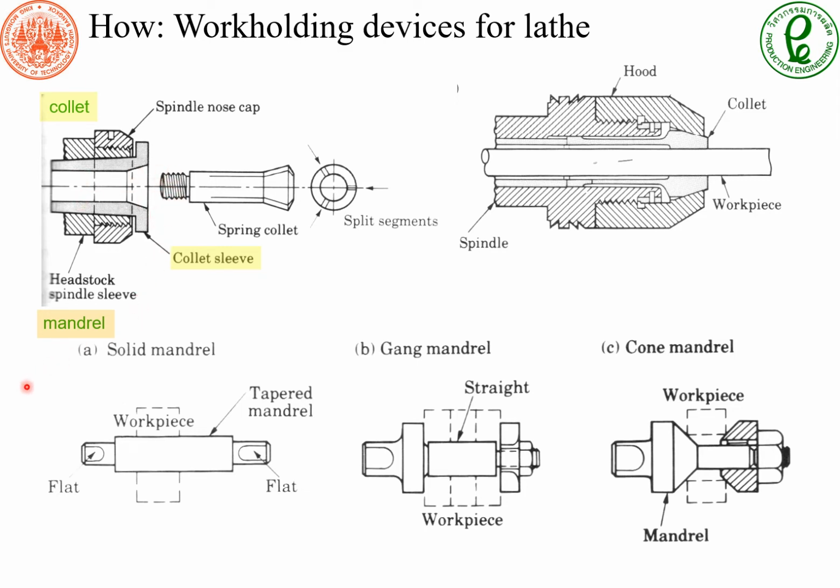Another way of doing this is using a mandrel to clamp a hollow workpiece together. You can clamp this workpiece and do machining on several workpieces at the same time.